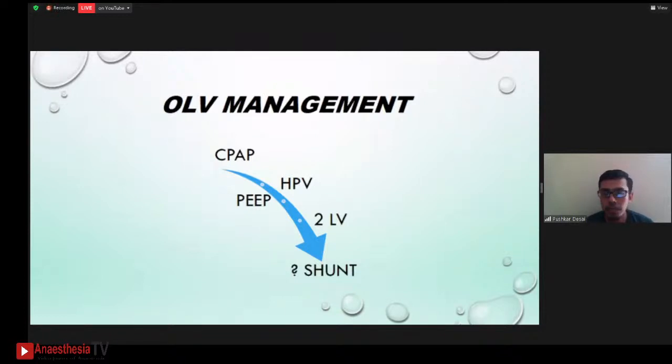Then we should apply PEEP to the dependent, ventilated lung. Initially the PEEP is applied at around 5 centimeters of water.